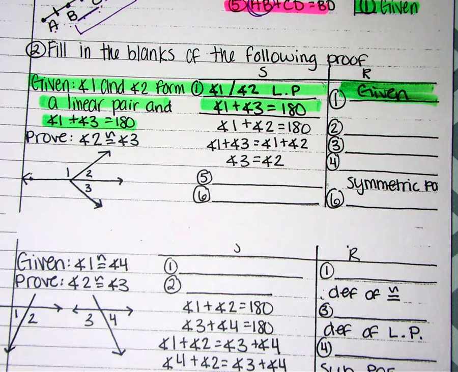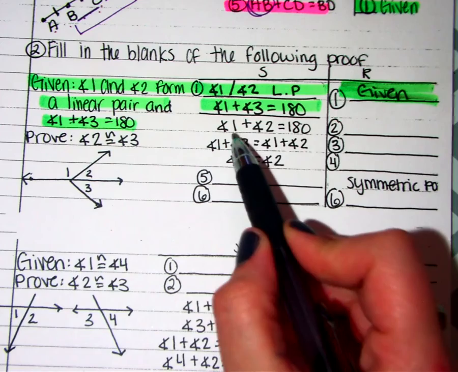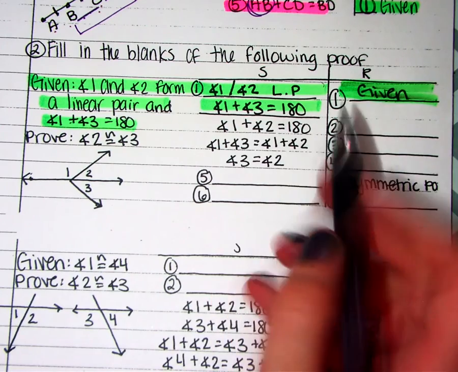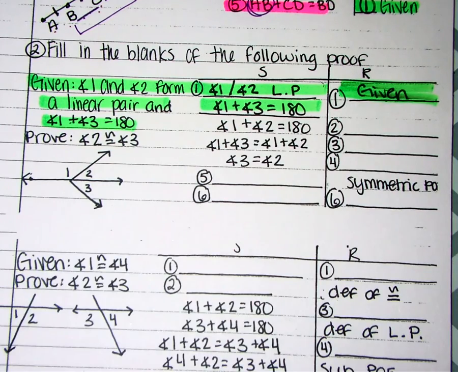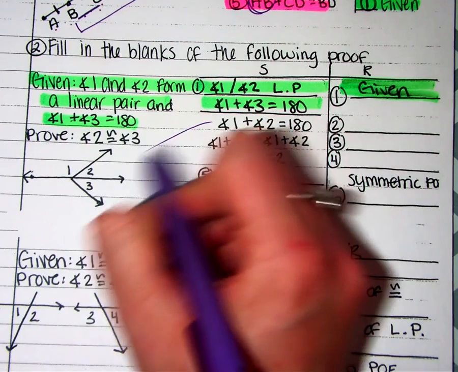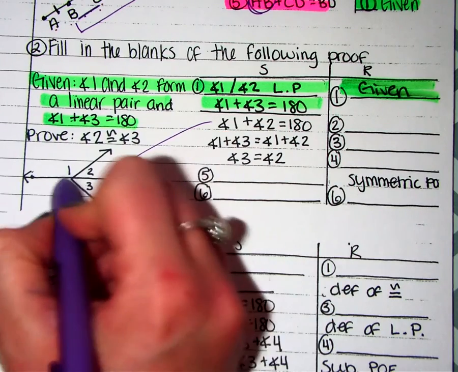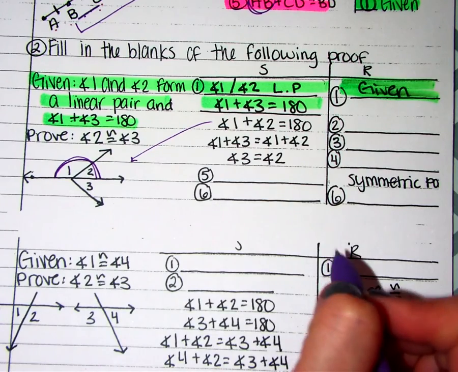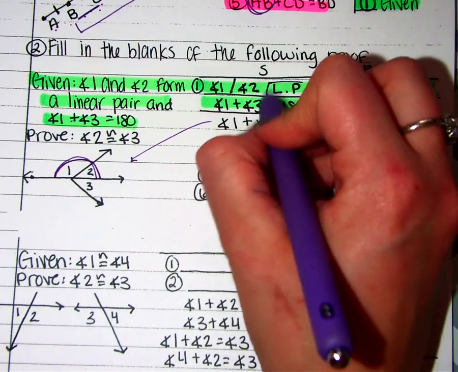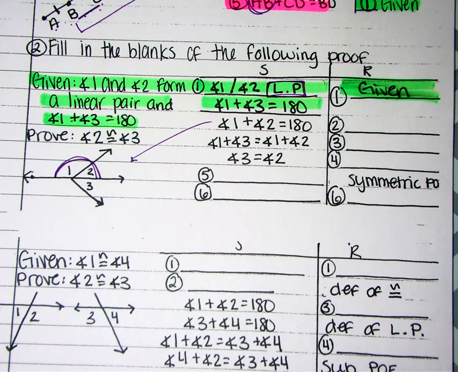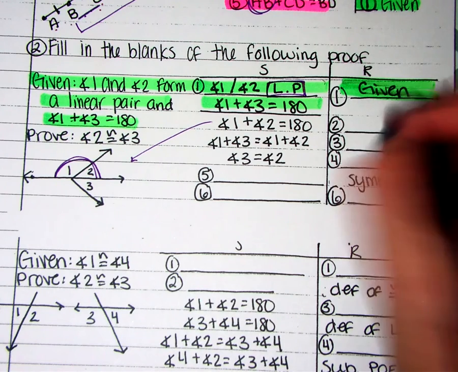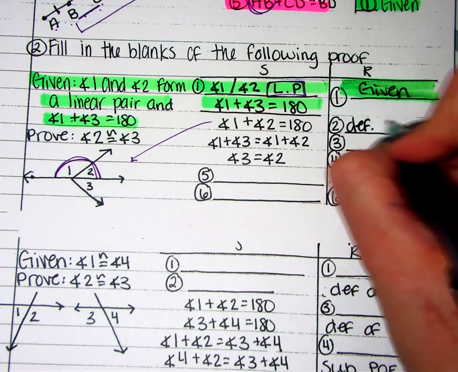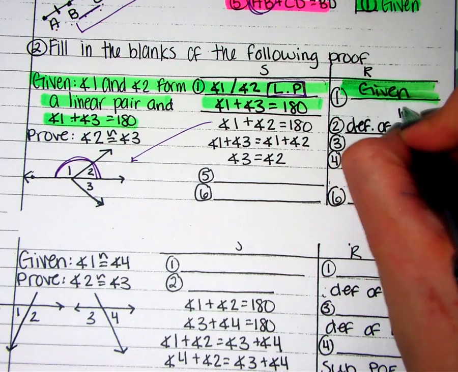Let's continue on through our proof. Our next part says angle 1 plus angle 2 equals 180. If I use my picture to help me understand what the equation says, 1 and 2 are side by side and they form a line. That's a linear pair. Also, we have the vocabulary word linear pair in our problem. So step 2 is the definition of linear pair.